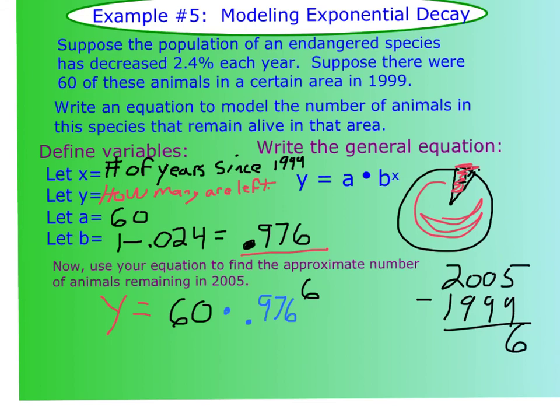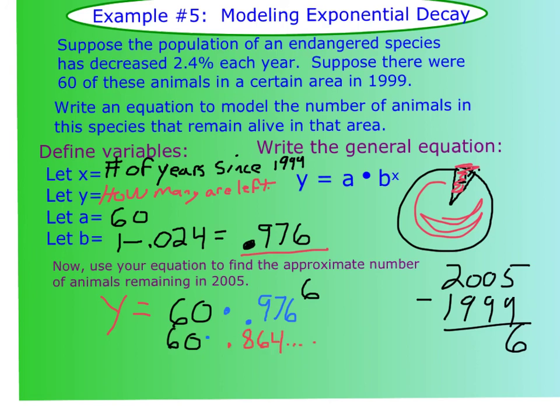Now let's set up our equation. I set it up like this. 60 is what I start with. My decay factor is 0.976. Remember, decay is always less than 1 and greater than 0. And I'm going to do this 6 times because 2005 minus 1999 is 6. Let's see how many of these animals will be left after 6 years.